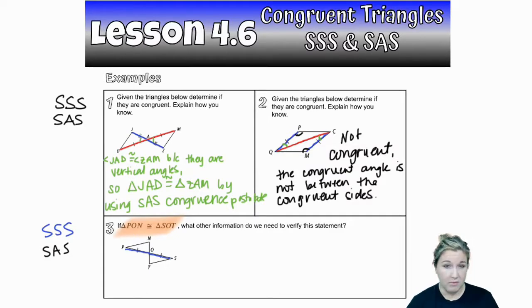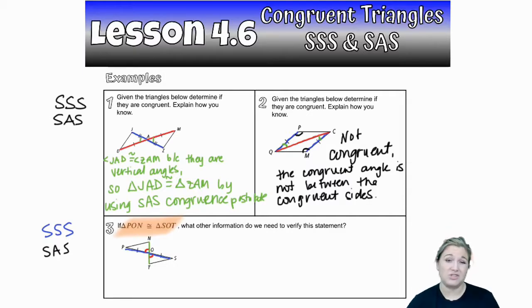Now, remember back in example 1, we have vertical angles here. So you want to look for that. So angle PON, this angle here, is going to be congruent to SOT because of a vertical angle. So we know that. So now we only need one more piece of information, and that is that these two sides are congruent. I need NO to be congruent to OT.